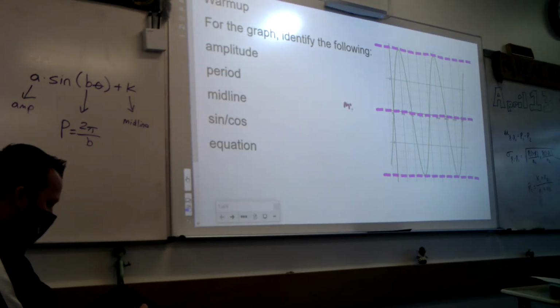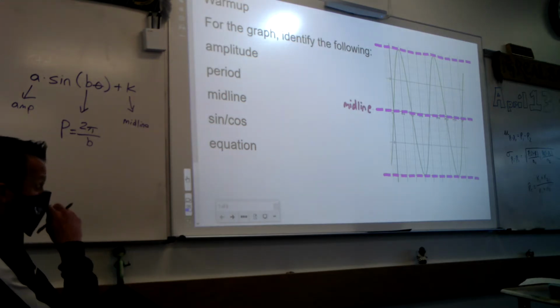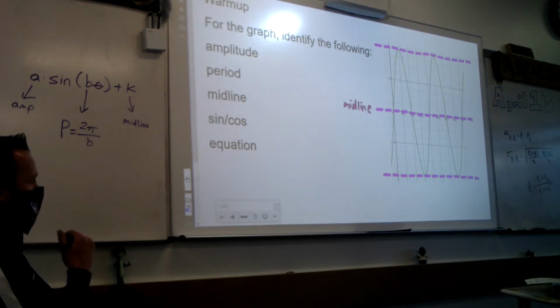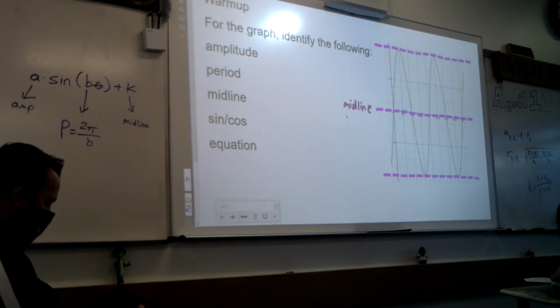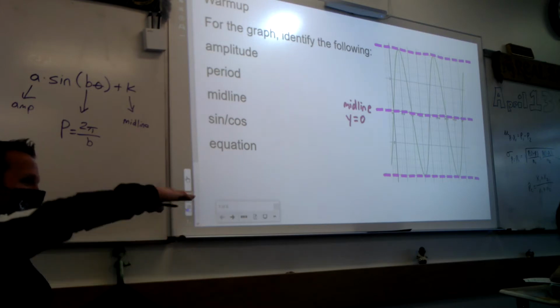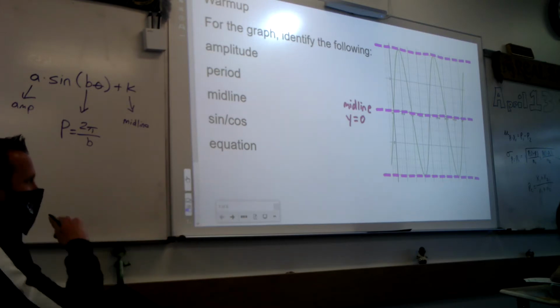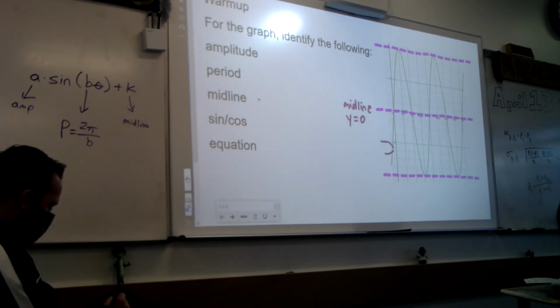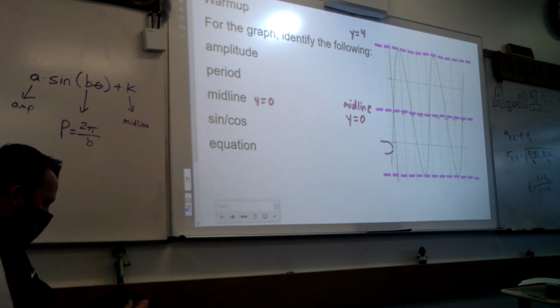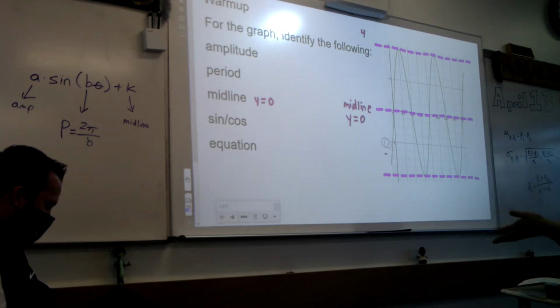That is your midline. Now, on your quiz today, when you write your midline, you need to write it as an equation. And the way you're going to write it is you're going to put y equals 0, because when you do y equals a number, it's a horizontal line. So y equals 0, that is our midline. Now what that means is our maximum is going to be y equals 4, or I'll just put 4 on that one. And our minimum is negative 4.